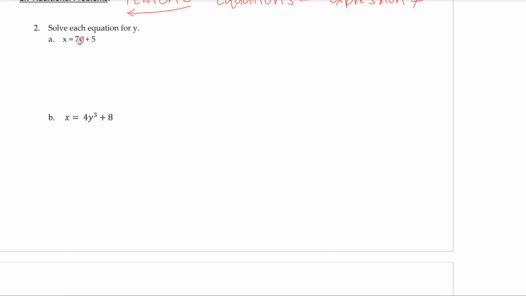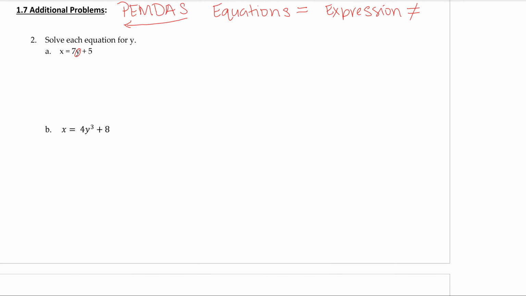Well, I'm looking at getting to this y. So the first thing I'm going to do is my addition or subtraction. Well, I have to do minus 5 to move the 5 to the other side. So I get x minus 5 equals 7y. And of course, divide both sides by 7. Whatever you do to one side, you must do to the entire other side. So I know my answer is x minus 5 over 7 equals y. I like to write mine as y equals, so I get y equals x minus 5 over 7. These are the same thing, they're just flipped.